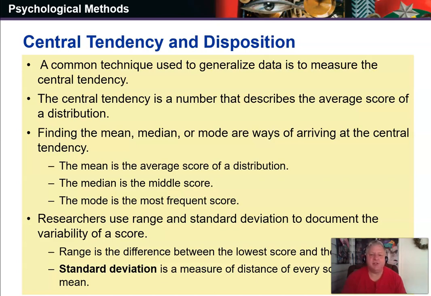The mean is the average score of a distribution, the median is the middle score, the mode is the most frequent score. Researchers use range and standard deviation to document the variability of a score. Range is the difference between the lowest score and the highest score. Standard deviation is a measure of the distance of every score to the mean.